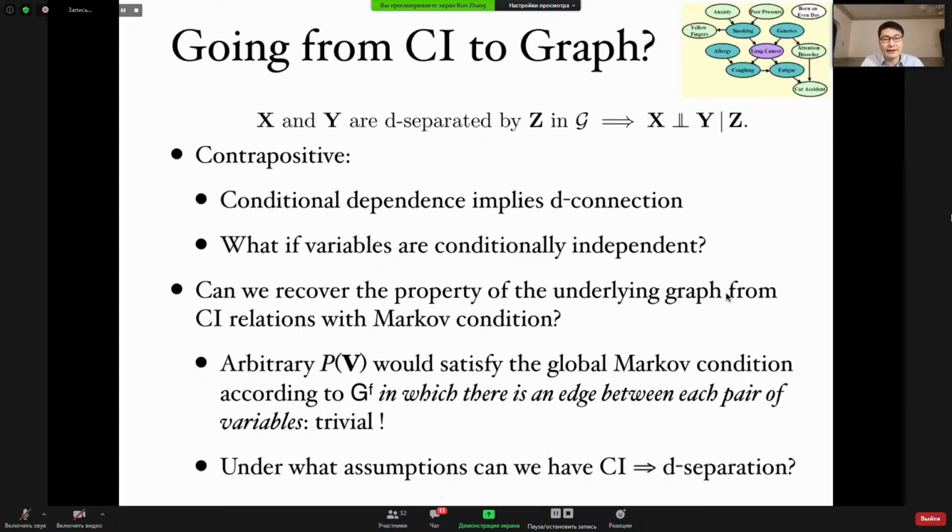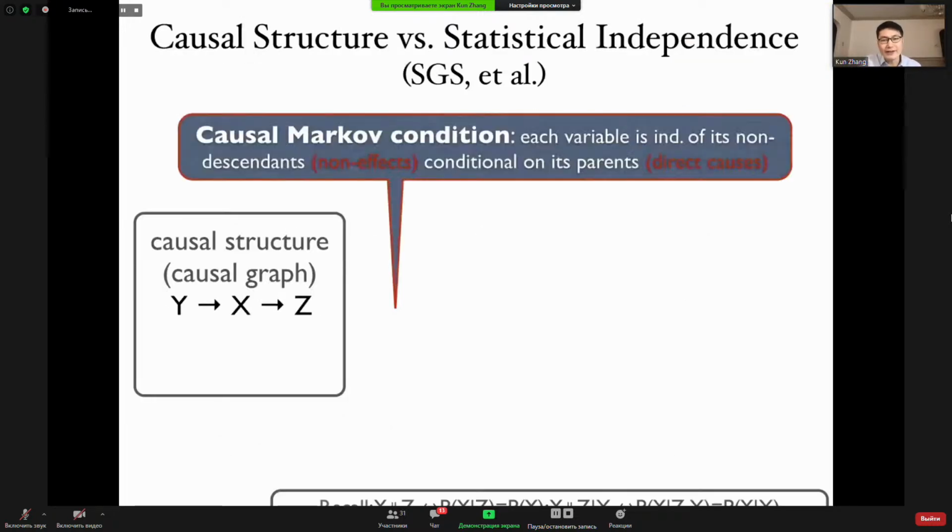How can we find a simple, informative graph from data? That means we have to make use of conditional independence relations in the data. In other words, how can we go from conditional independence to d-separation, going from the right-hand side to the left-hand side? Now we need two things. One is the Markov condition, which you know: if you know the graph, then each variable is conditionally independent of its non-descendants, or we can say if two variables are d-separated by a third one, then they are conditionally independent given the third one. This is the Markov condition.